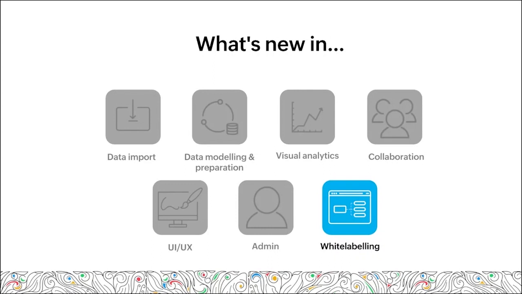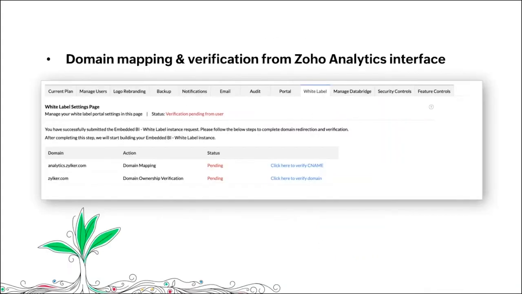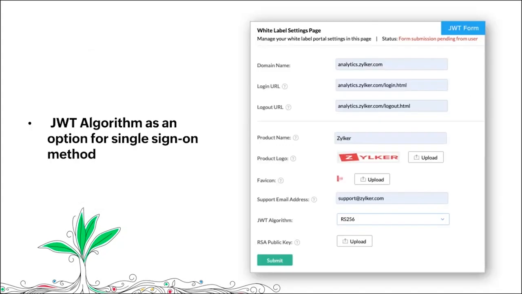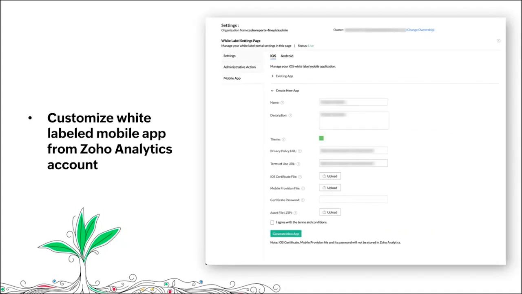Moving on, as a final category, we'll explore a couple of updates for those of you that require white labeling. So white label users can now do the domain mapping and verification from the Zoho Analytics user interface itself. This allows them to configure the white label solution in a secured and user-friendly manner. Secondly, the white label solution now also supports a single sign-on method through the JWT algorithm. So this securely authenticates your details and provides a hassle-free sign-on process.